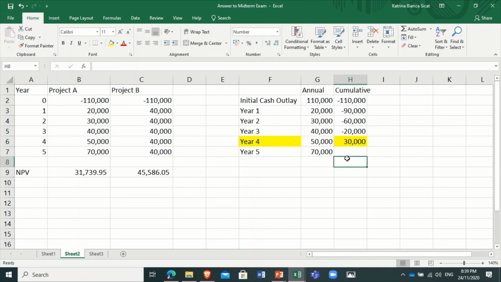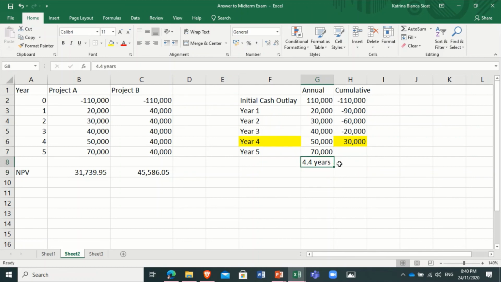But to be more specific, okay, para makita mo kung gusto mo mas specific yung answer mo, ilang months, you just simply divide yung 20,000 dito sa 50,000. Okay. So the answer is 0.4. Ibig sabihin, the most exact answer would be 4.4 years. So 4 years and 4 months. Okay? So ganun lang kadali yung payback period.